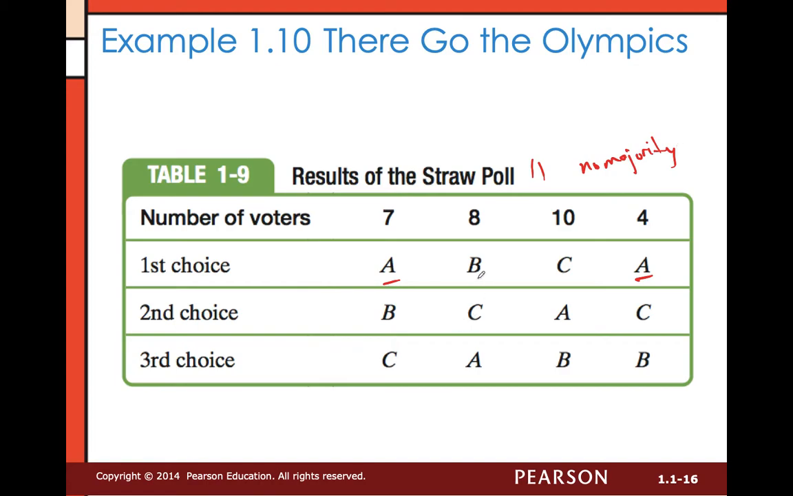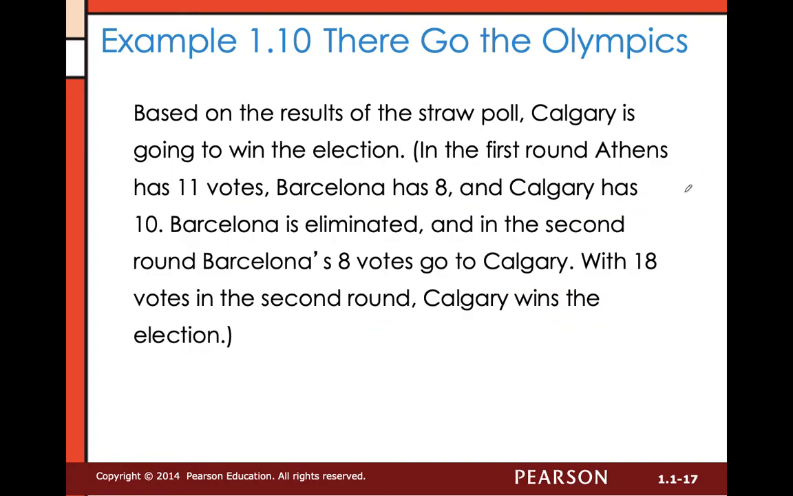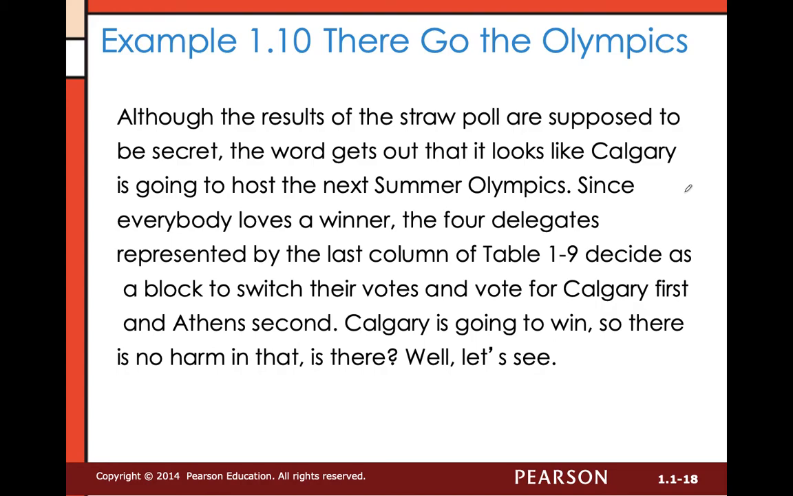With plurality with elimination, B right now has the lowest number of first place votes, so B gets eliminated. We're going to get rid of B in all of these. That means A still has 11, but now C has 18. And so it looks like C is the winner, because 18 is a majority in this case, and that's more than 11. So Calgary is going to win the election, because in the first round Athens had 11, Barcelona had 8, and Calgary had 10. Once Barcelona is eliminated, they move all those 8 to Calgary, and so now Calgary wins the election.